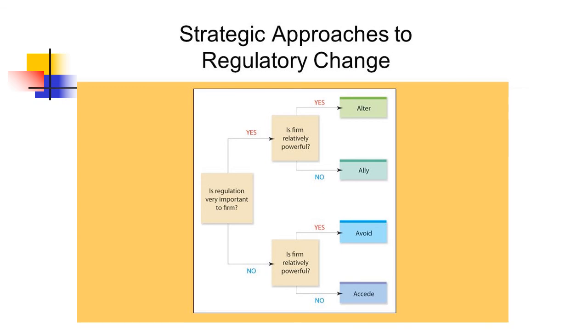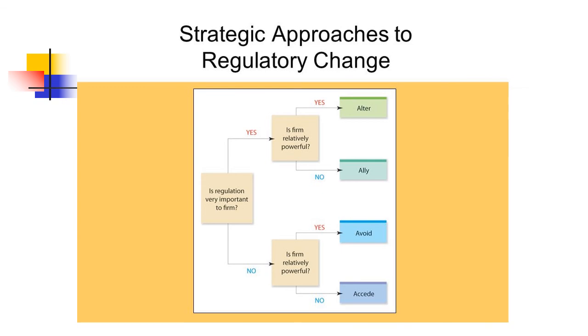The first thing you might do is comply with that regulatory change and just change your business activities, change the way you do things, and comply with the new law, right? But then there are alternative approaches to regulatory change. Now, how you come up to these alternative approaches would be by asking two important questions, right?